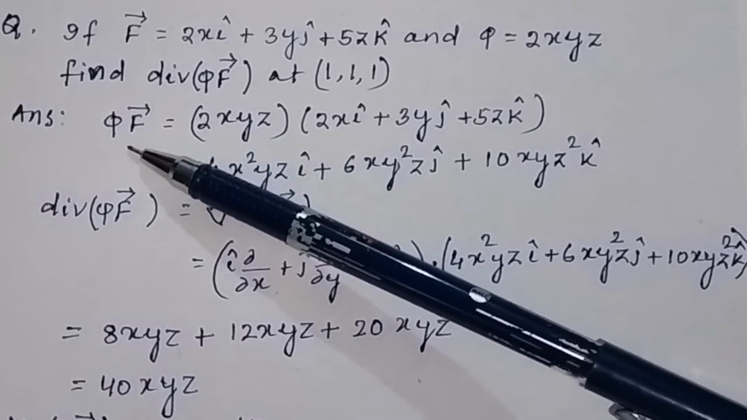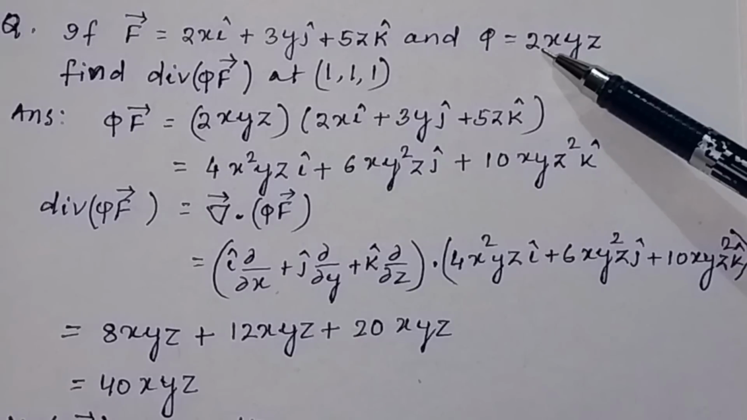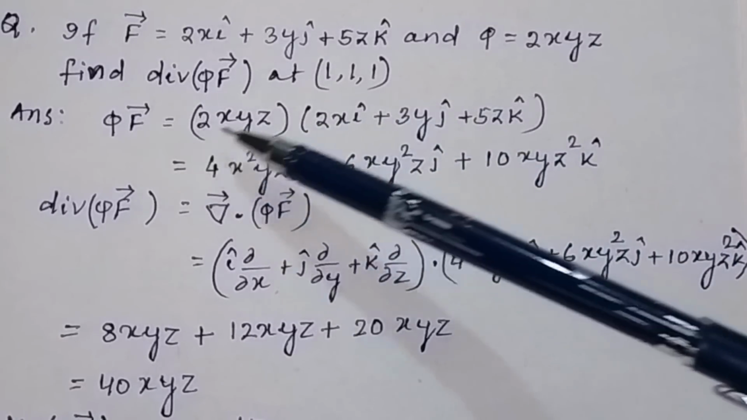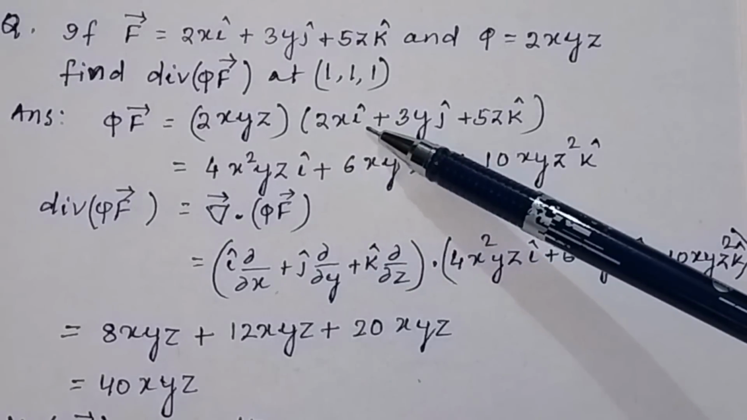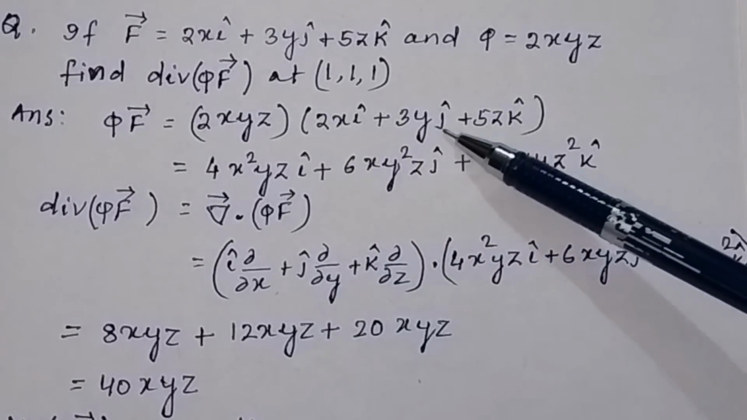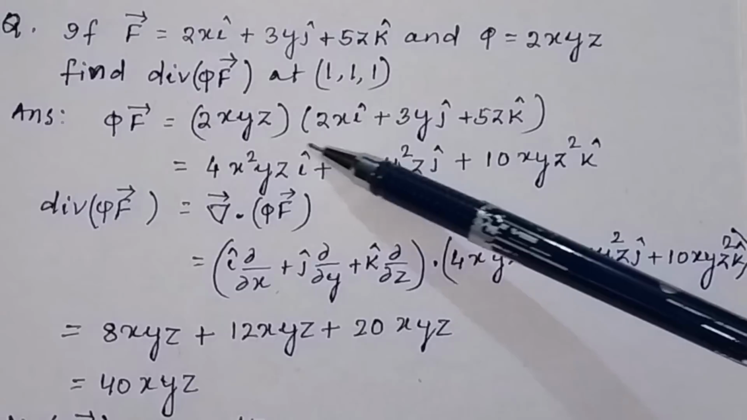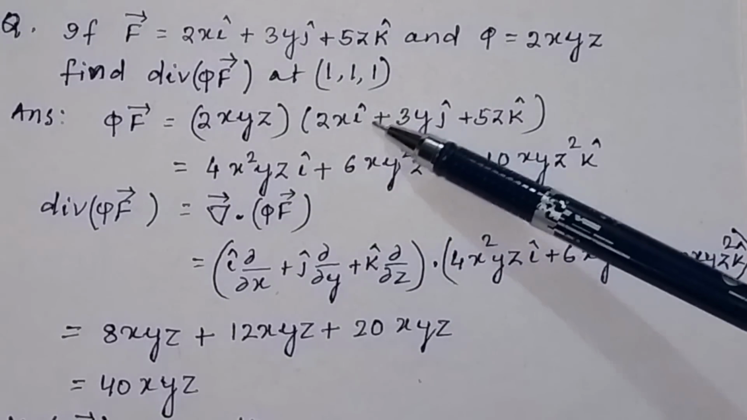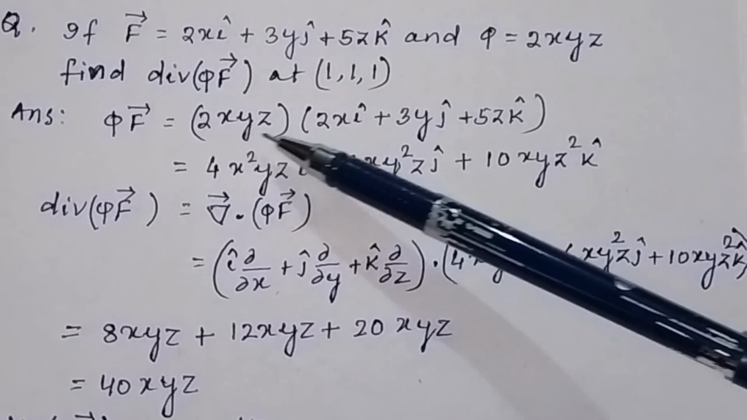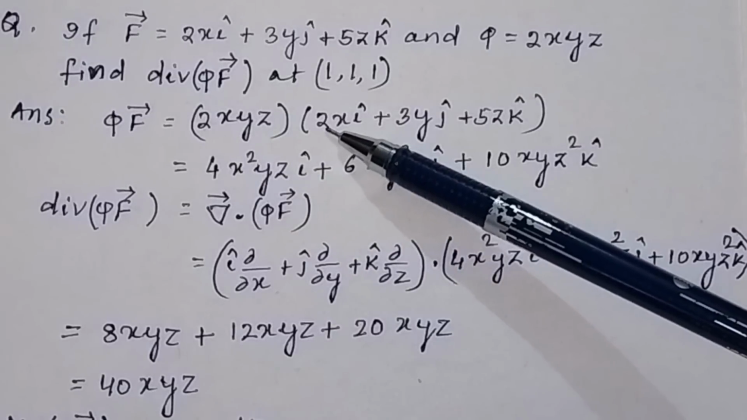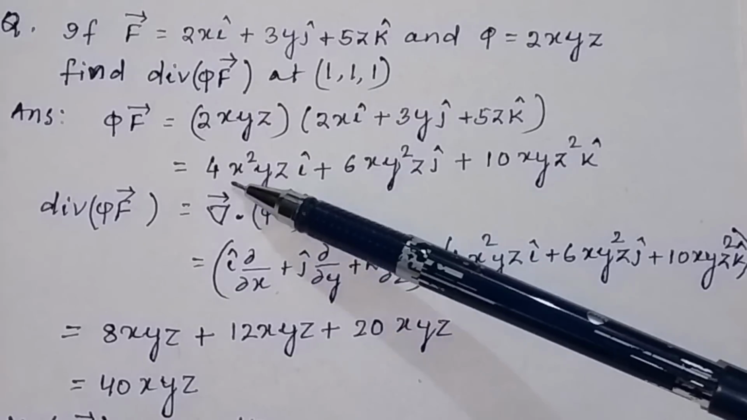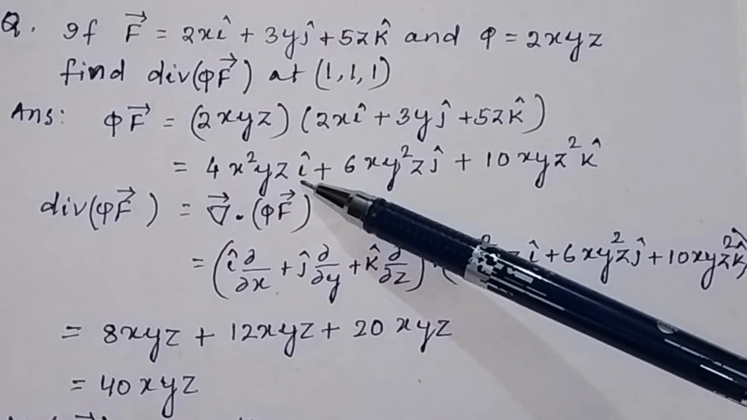It is given that phi, which is a scalar, is equal to 2xyz, and f, which is a vector, is equal to 2x i cap plus 3y j cap plus 5z k cap. So if you take the multiplication of this scalar with this vector, then this will be equal to 2 into 2, 4, x into x square yz. So 4x square yz i cap.